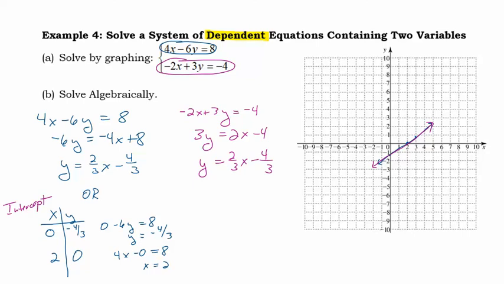So if we think about how we want to write the solutions, we're writing the solutions as what points will work in both of these equations. All right. Well, there's tons of points. There's infinitely many points that will work in both of these equations. Any point that's on this line will work in both equations.